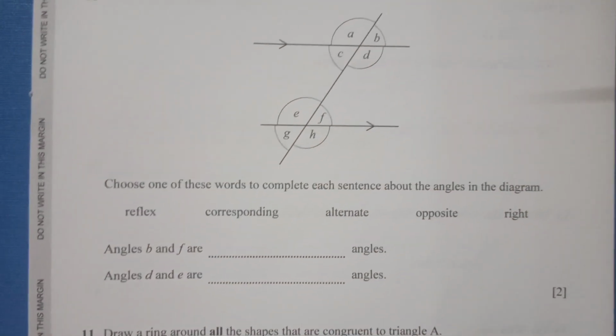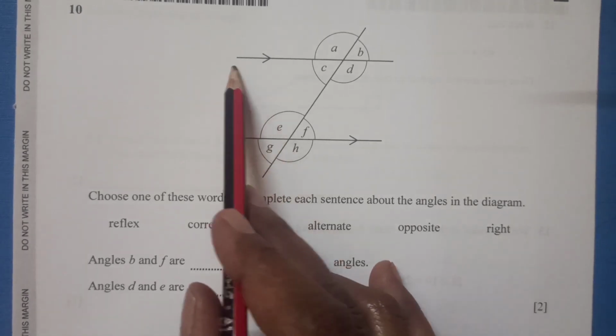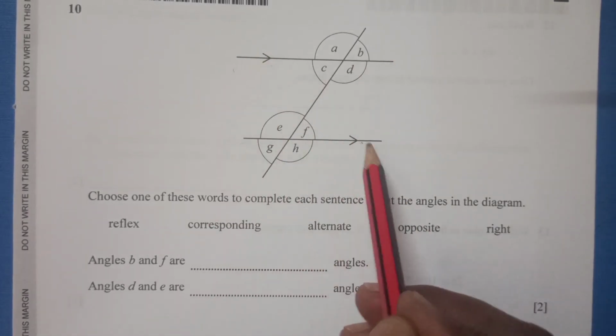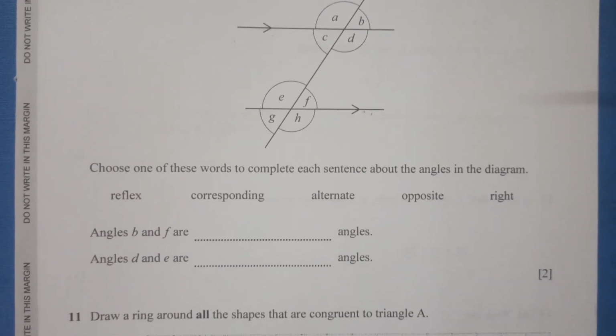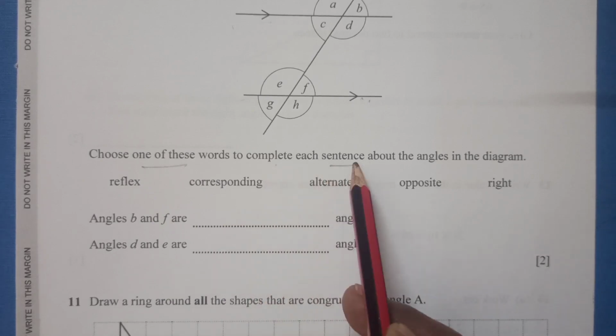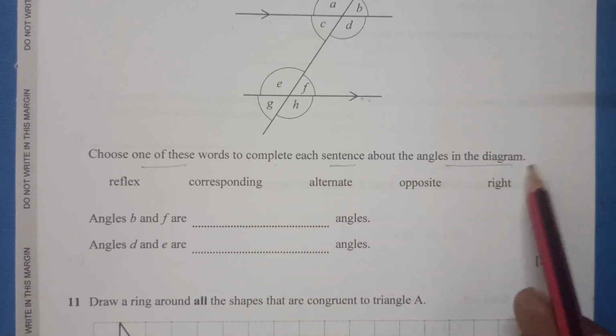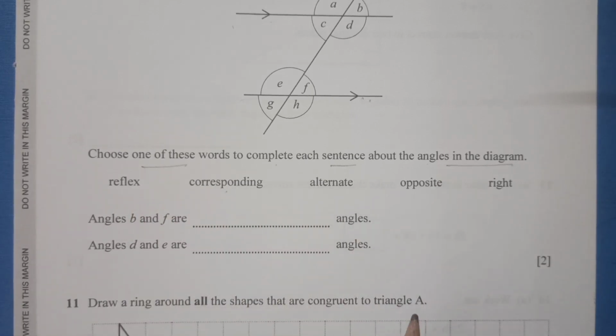Now number 10. You can see we have parallel lines here. These arrows show that this line and this are parallel. So we have shown the angles here. The question is, choose one of these words to complete each sentence about the angles in the diagram, right? We have been given different words: reflex, corresponding, alternate, positive, opposite and right.